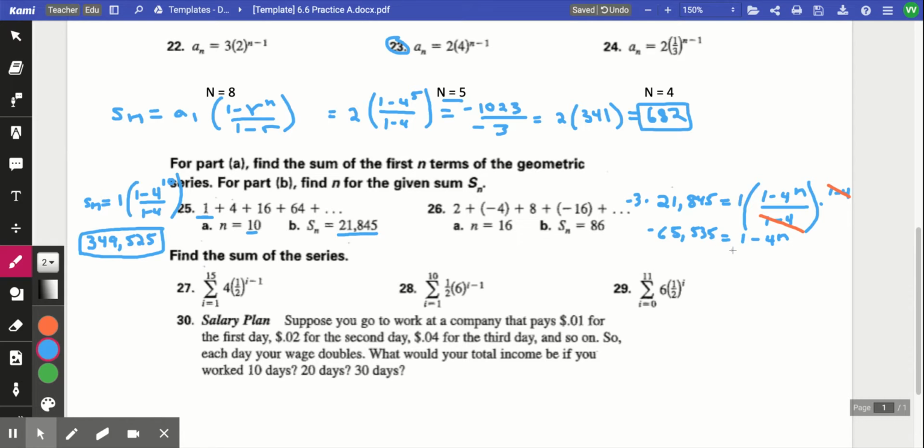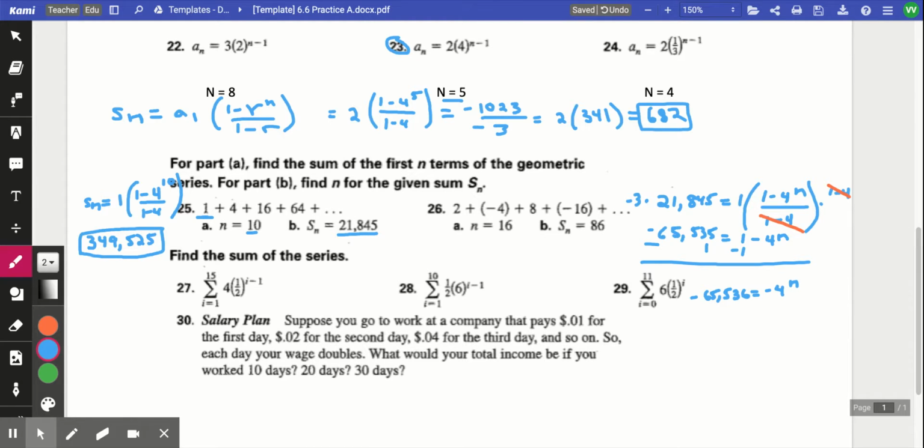This is a positive one. I'm just going to subtract 1 on both sides, right? And I will get something like, let me just double check this. I'm doing this right, okay? Negative 65,536 is equal to negative 4 raised to the n power.